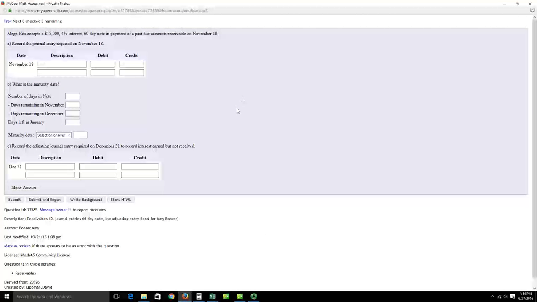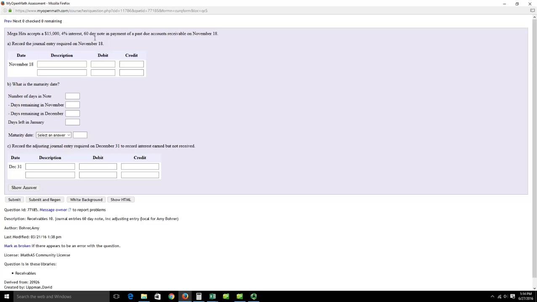Okay, here's one more problem involving notes receivable. And this particular problem happens to span two accounting periods. So you can see here it says Mega Hits accepts a $15,000, 4% interest, 60-day note in payment of a past due account receivable. So again, we're accepting a notes receivable in place of an accounts receivable. This happens on November 18th.